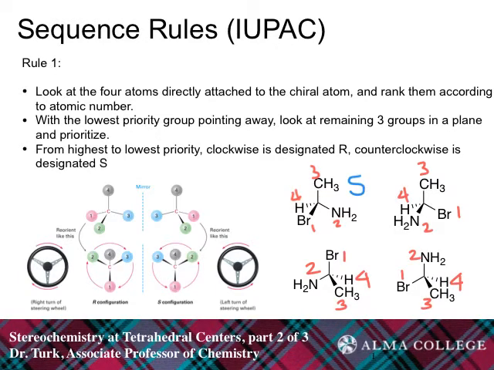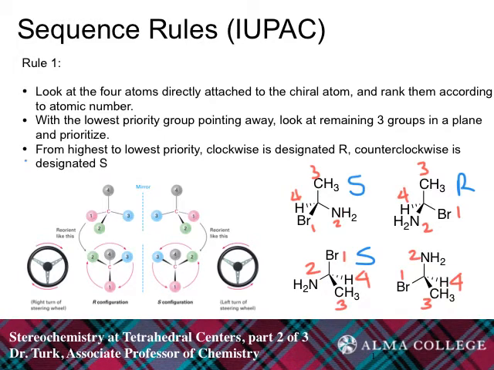Okay, in the upper right example, again, I've got the hydrogen in the back, which is our second rule. We want the lowest priority group to be behind us. This looks to be a clockwise rotation from bromine to nitrogen to methyl. So this is R. Going down to the bottom left, again, I've got the lowest priority group away from us, and we're moving from the bromine to the nitrogen to the methyl group. This is counterclockwise, so that is S.